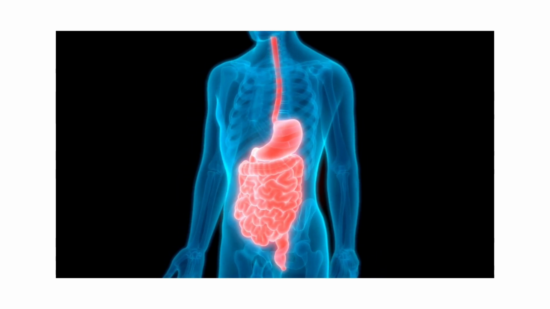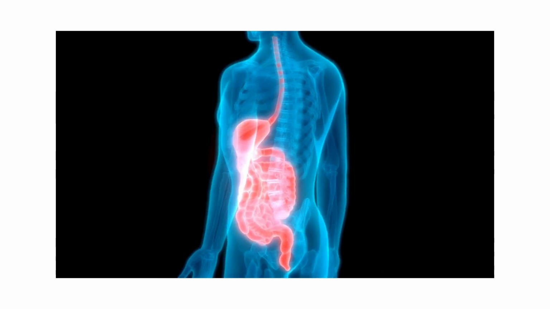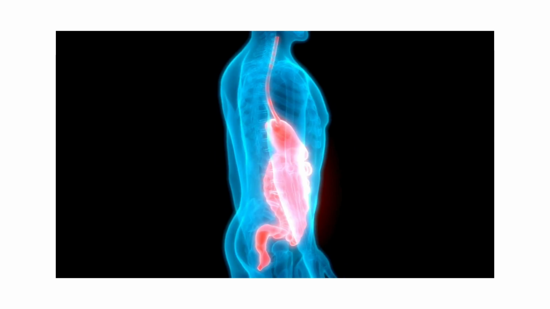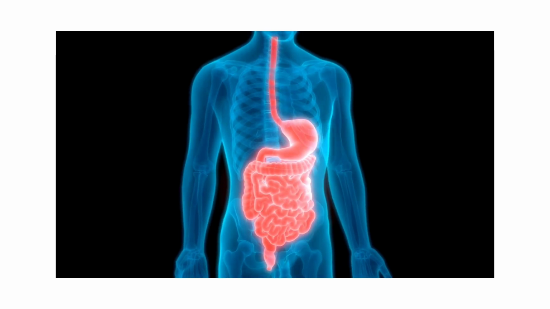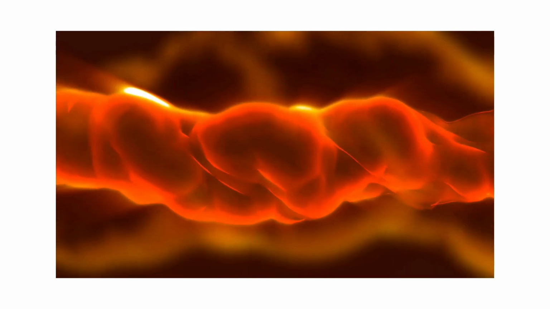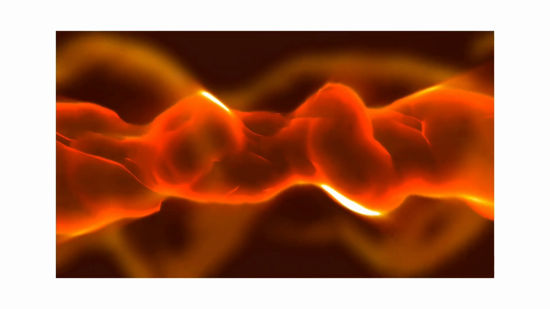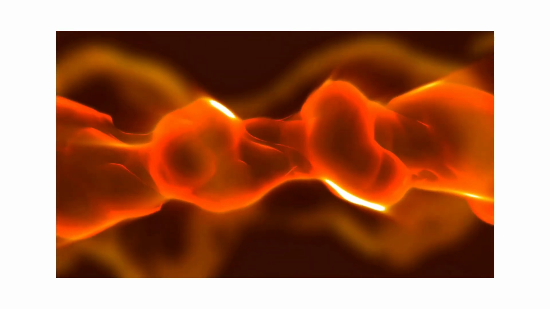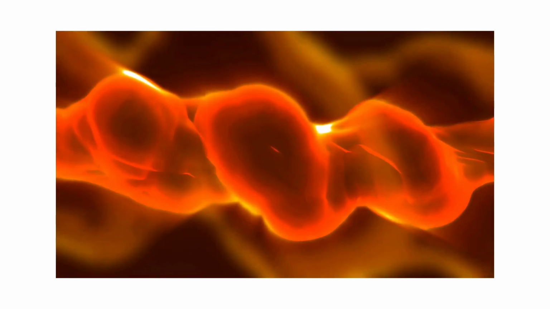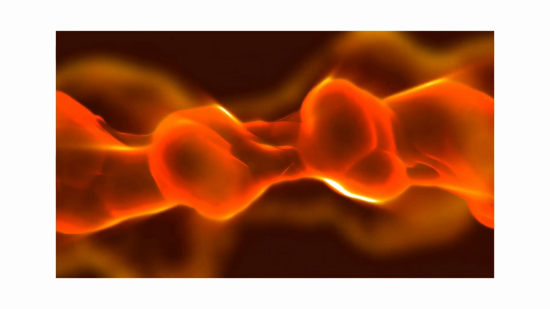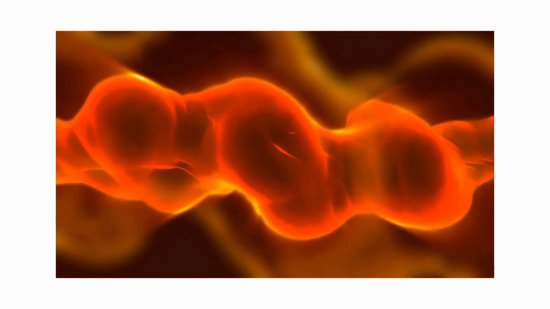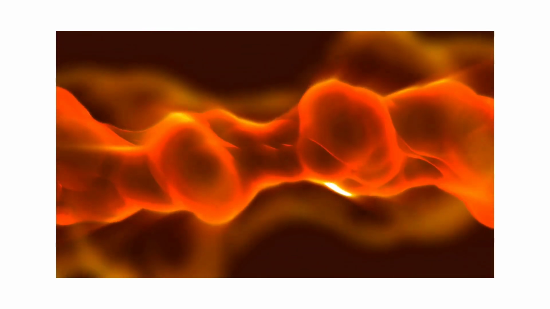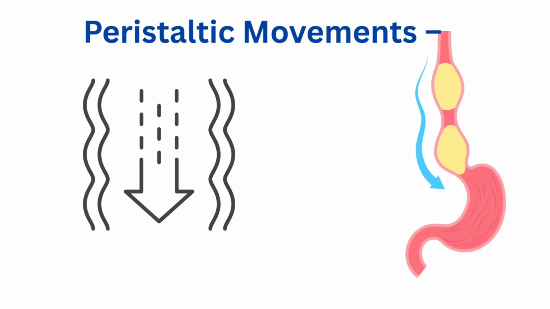Once the food has been chewed and softened, it does not just sit there. It needs to move smoothly, steadily through the entire digestive pathway. But how does this food move forward? Well, the inner lining of our digestive canal is not just like a passive pipe. It is lined with muscles that rhythmically contract and relax, just like gentle waves pushing a boat forward. And these wave-like movements are called peristaltic movements. These peristaltic movements occur all along the gut.